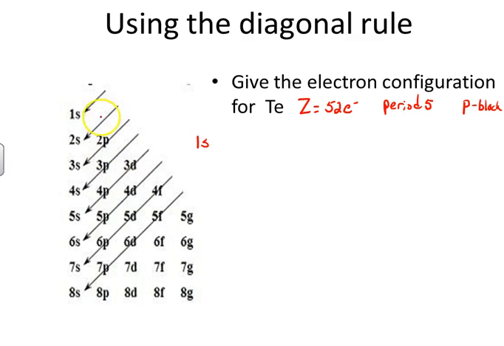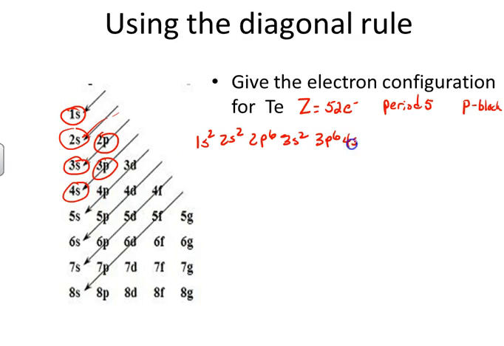So we start with 1s, then 2s, then 2p, 3s, then 3p, then 4s, then 3d, then 4p. I need to put my 10 electrons there, and in 4p we're going to have 6 electrons. And that represents 36 electrons so far. So this will represent 36.